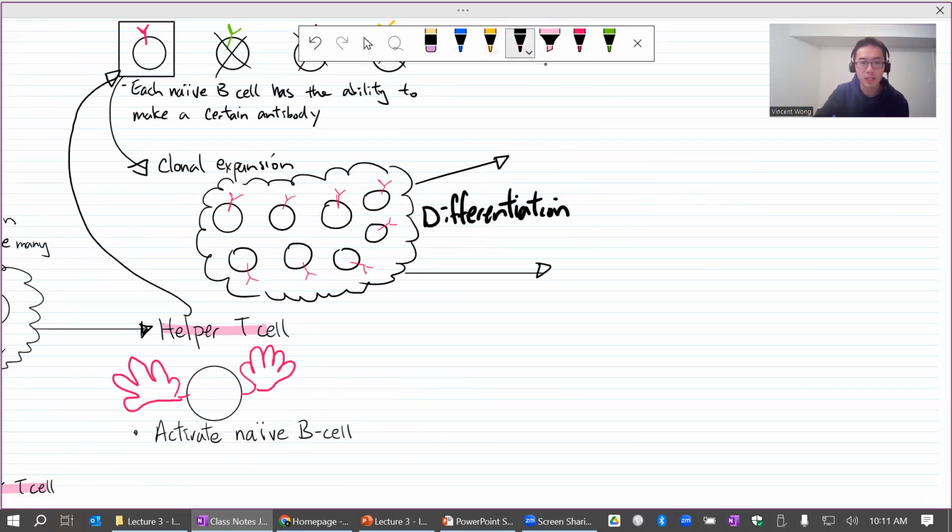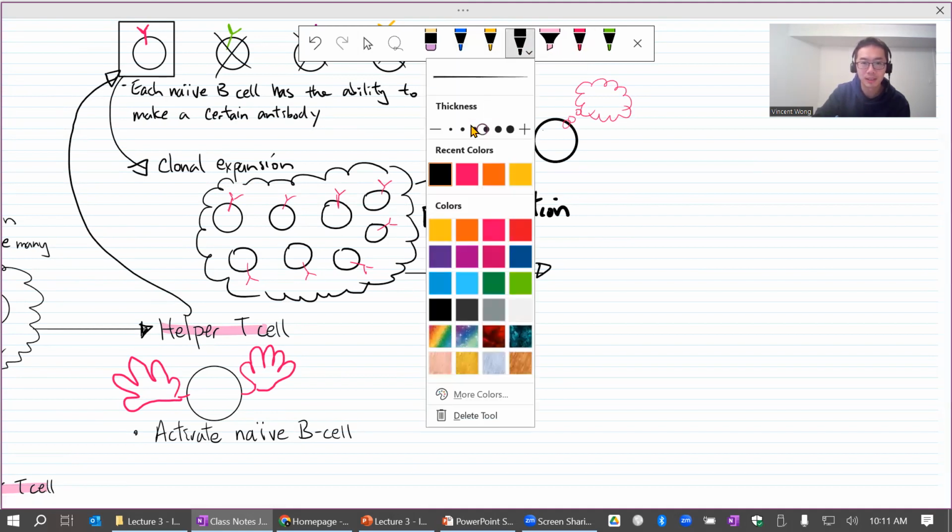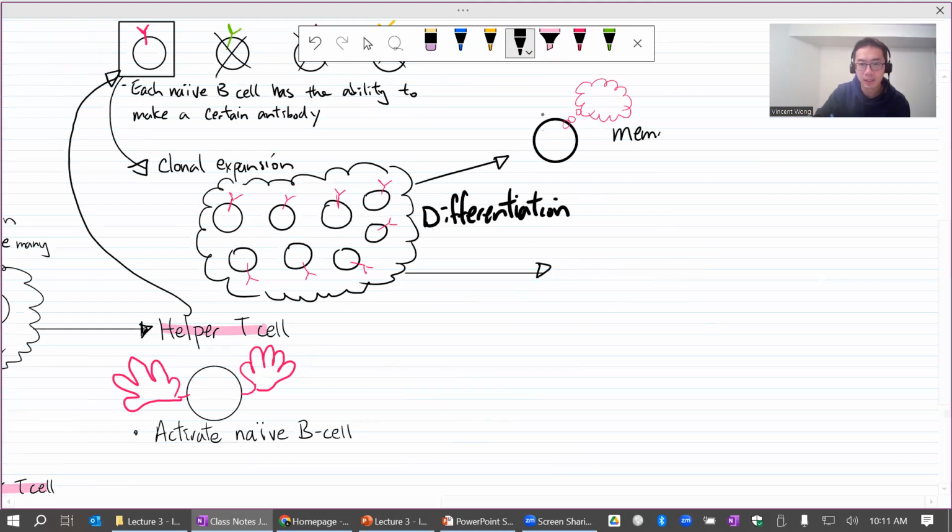But they only have two choices. Choices are a little bit more limited here. They could become a memory B cell. I'm not going to write out the function; it's pretty much the same as the memory T cell. So you keep a copy of the T and you keep a copy of the B. Next time you get attacked by the same thing, you are so ready.